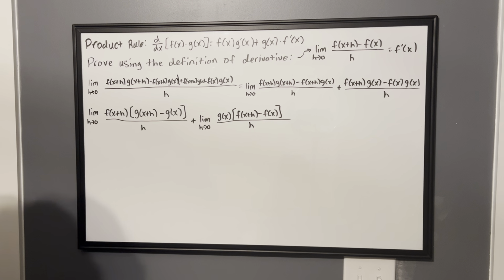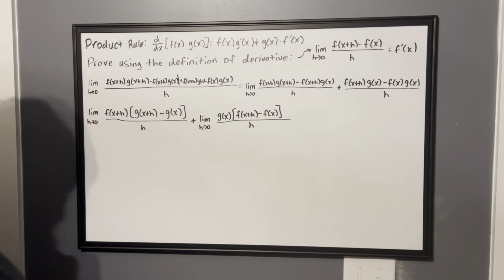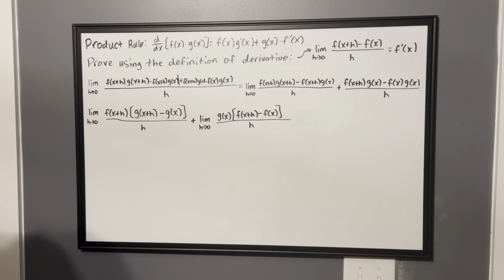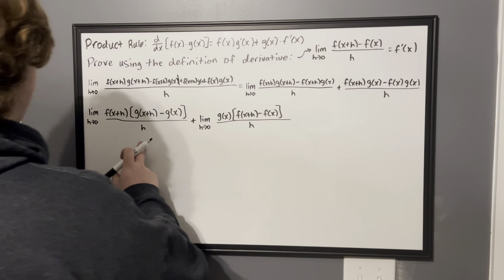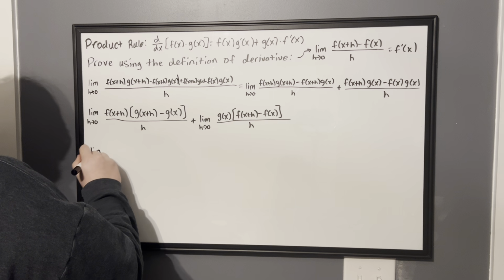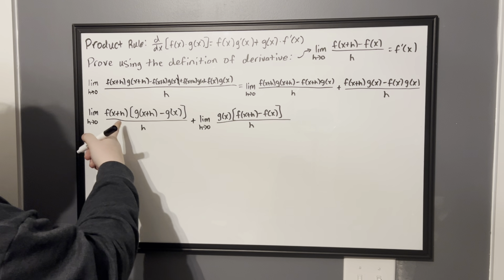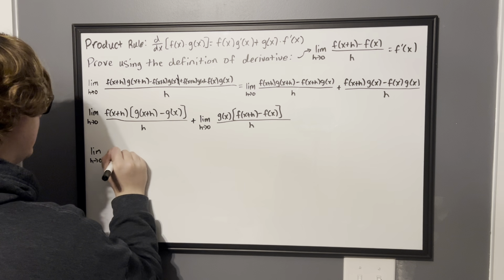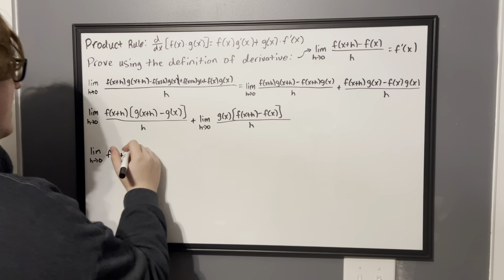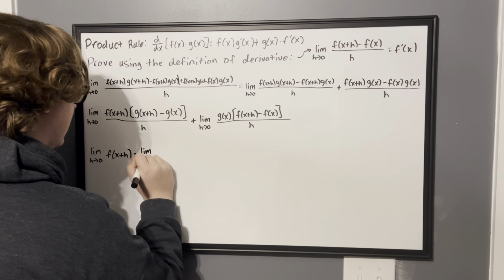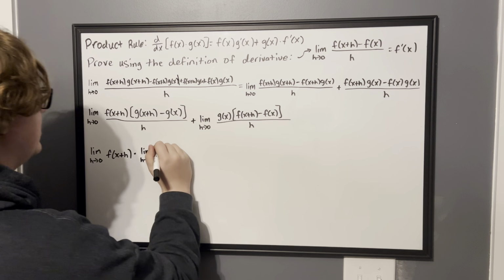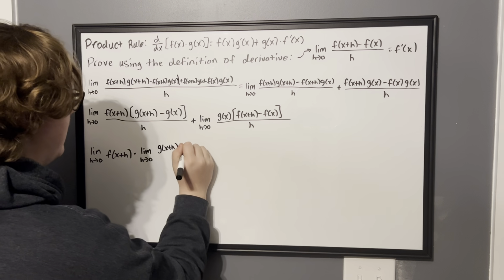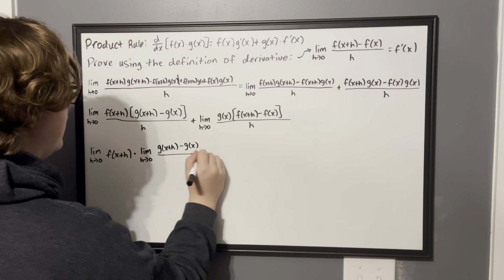Now what's nice about this is we can use more limit laws for this, because now we have a product in the limit. So what we can actually do is go ahead and split these limits up. We're going to split this up into the limit as h goes to 0. Now this one we have an f of x plus h multiplied by this whole term. But what we can do is just put f of x plus h in its own limit and then multiply it by the limit as h goes to 0 of what's left over, which is g of x plus h minus g of x over h.